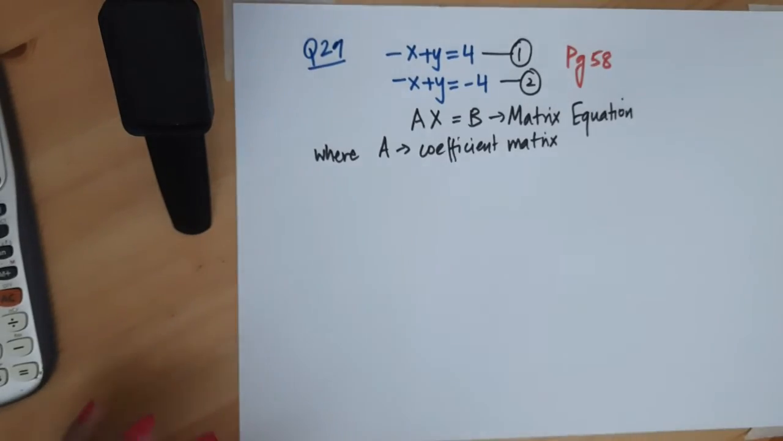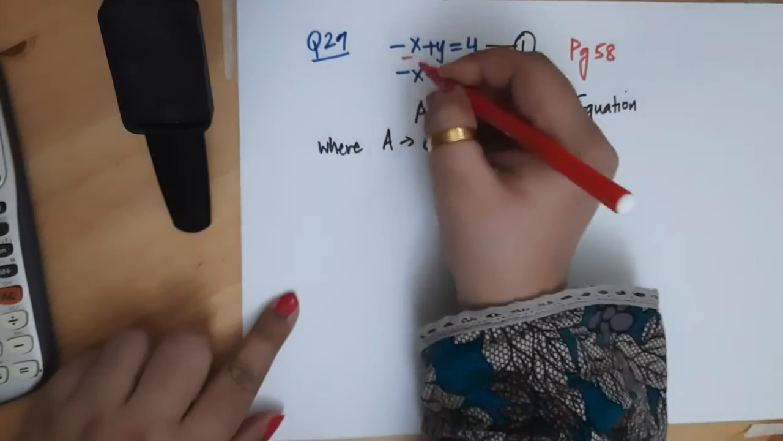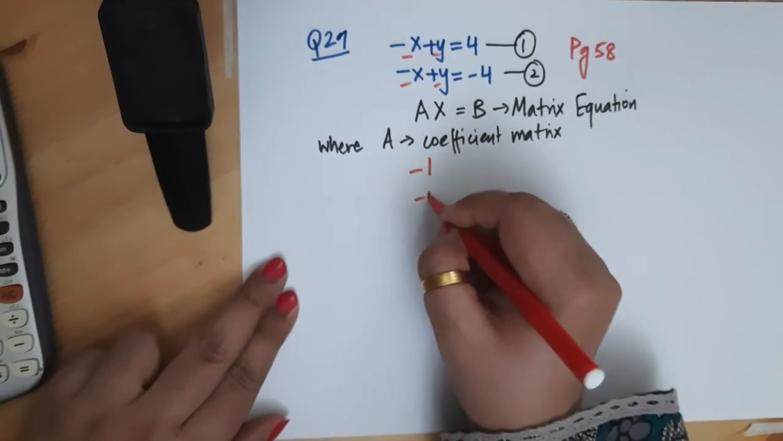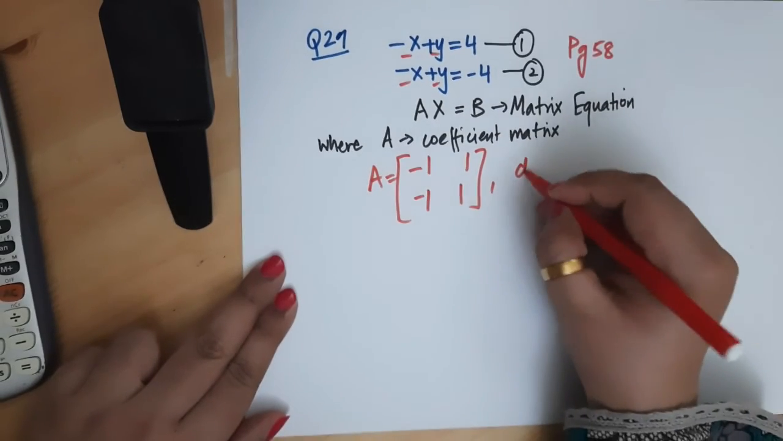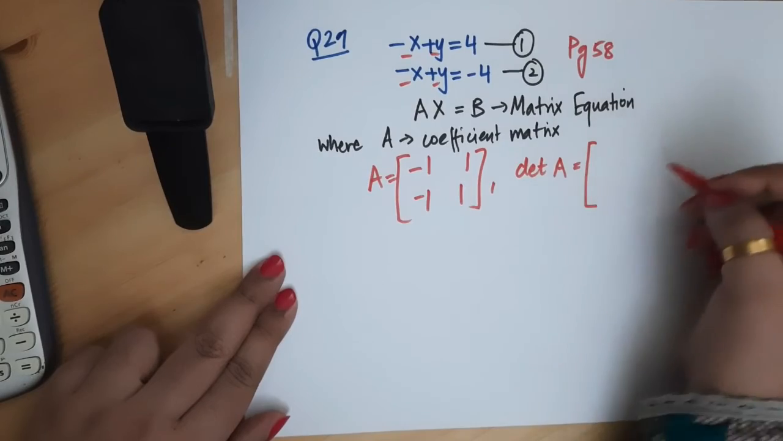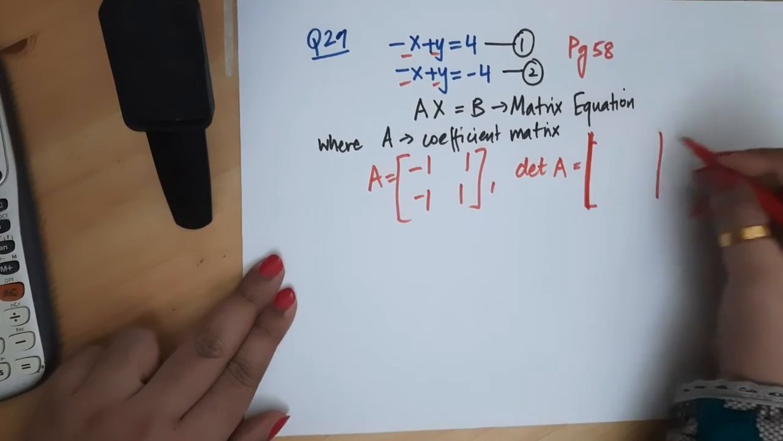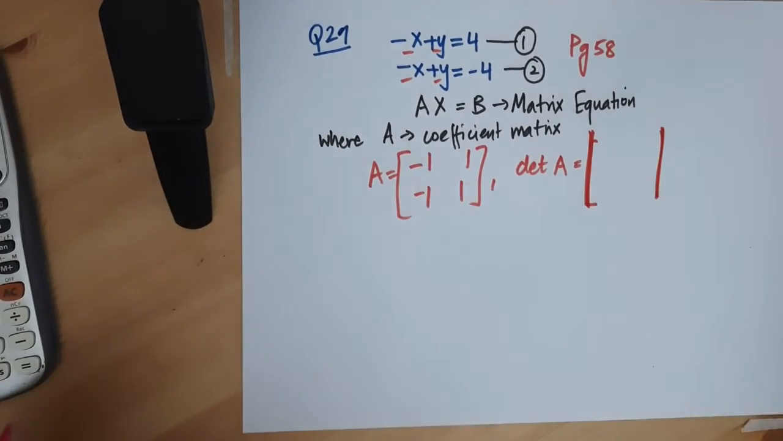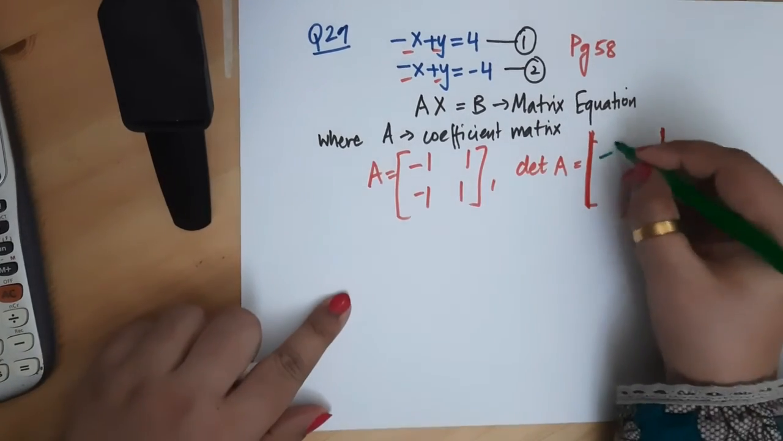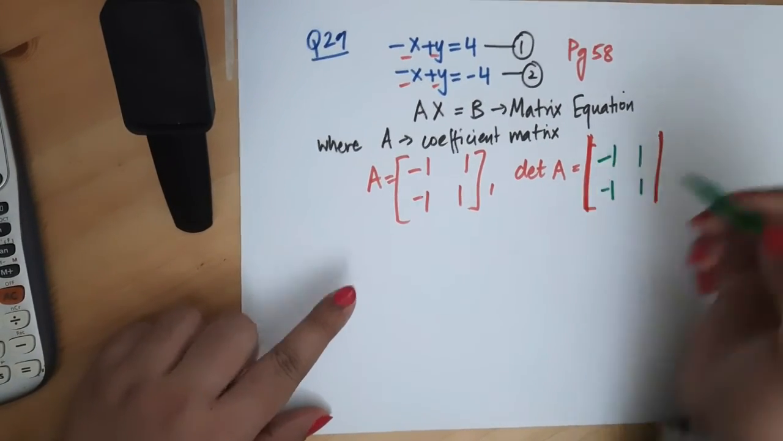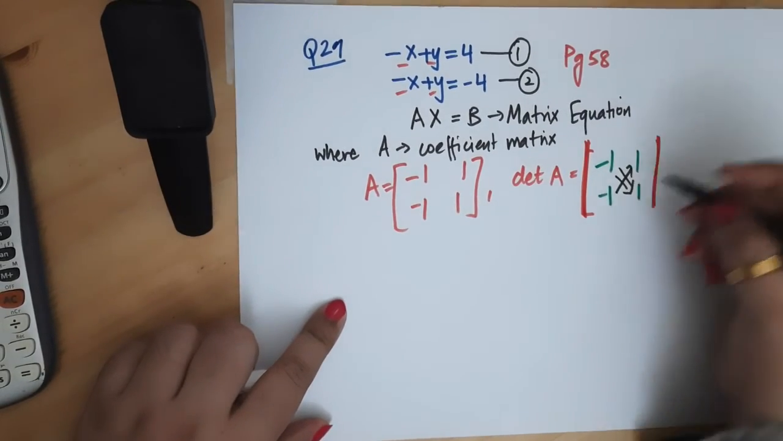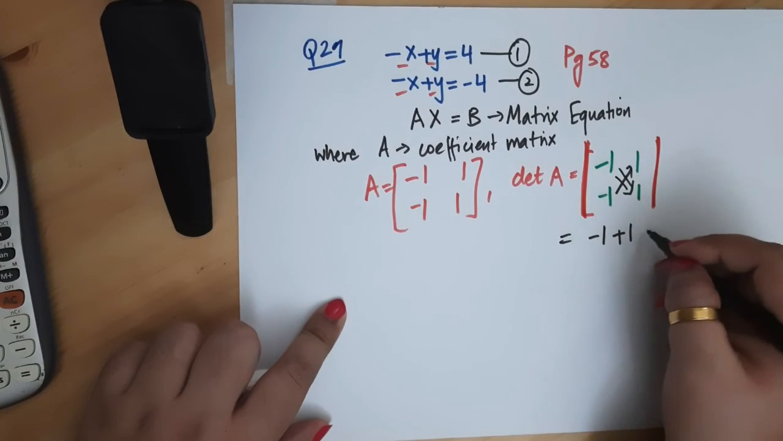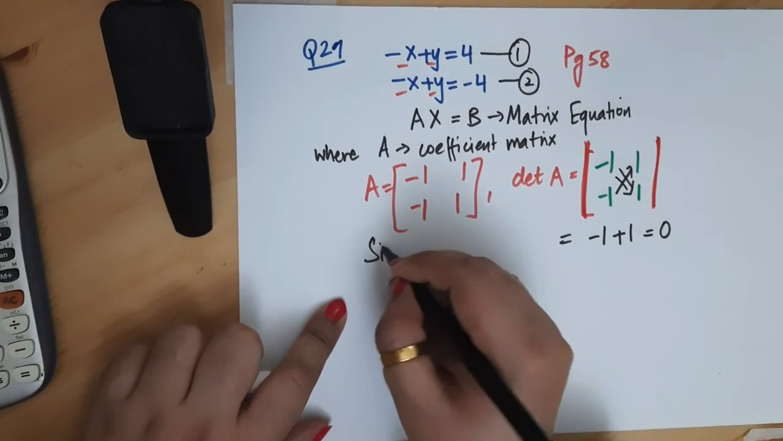So the coefficient matrix here is given by the coefficients of x and y. So negative 1 in the first column and 1 1 in the second column. That's your A matrix. Now let's find its determinant. So we have to put these big bar brackets and then write the elements inside and find the determinant. The rule for finding determinant, I hope you all can recall, is to first multiply the primary diagonal and then subtract the secondary diagonal. So as you see, determinant is 0.